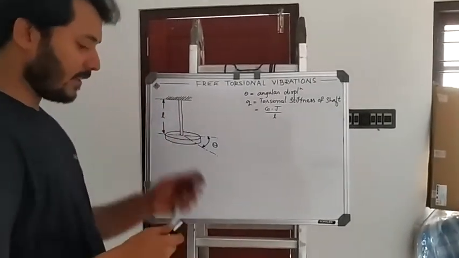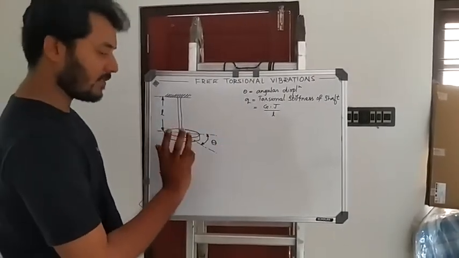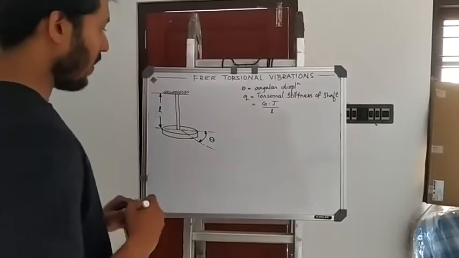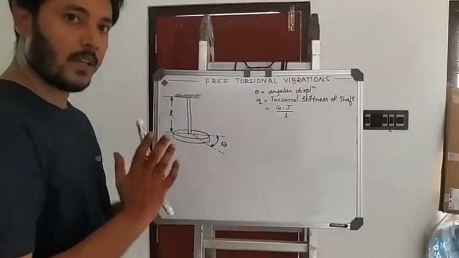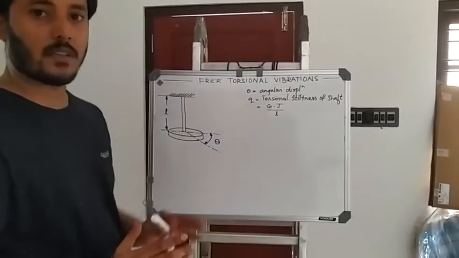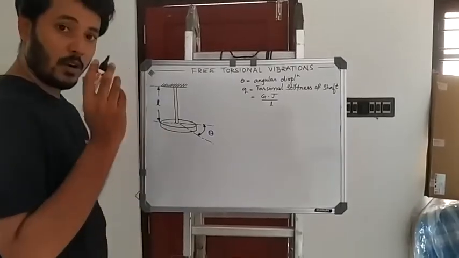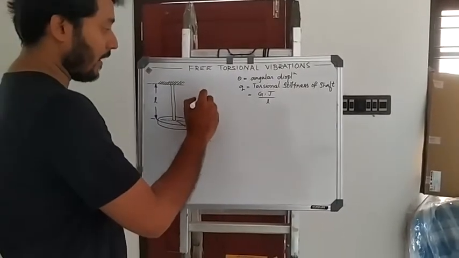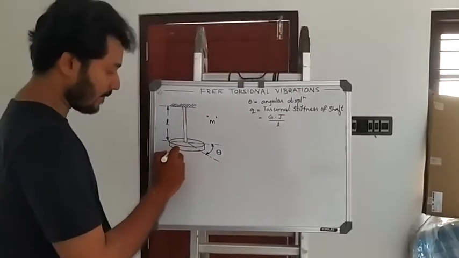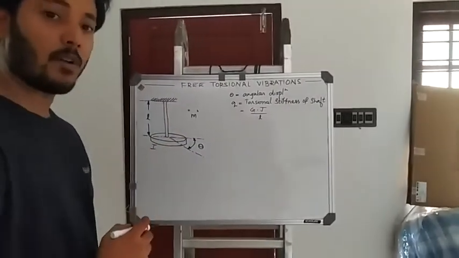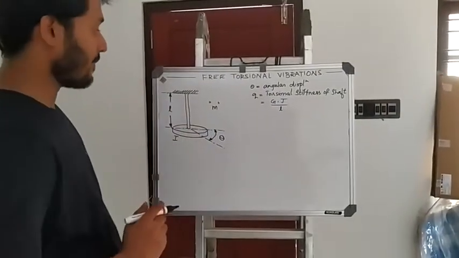Now, when we consider the disc, and if we give a twisting rotation either to this side or to this side, that is the case when torques will be acting on the system. Hence, this condition becomes the case of torsional vibrations. Here, the equivalent of mass m that we considered in translatory cases becomes I. What is I? I is the moment of inertia or mass moment of inertia of this disc.